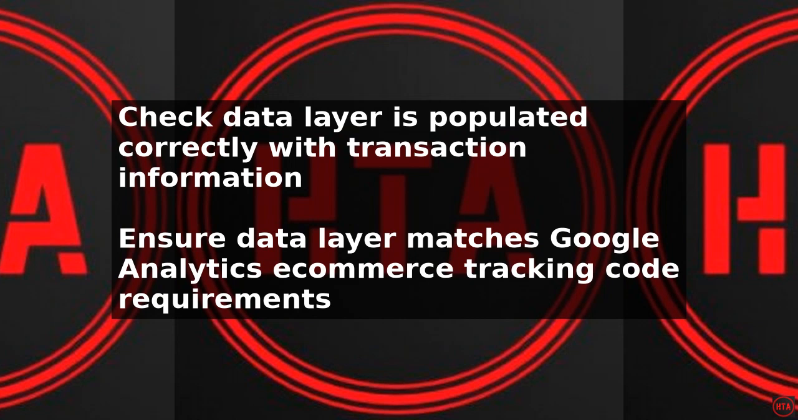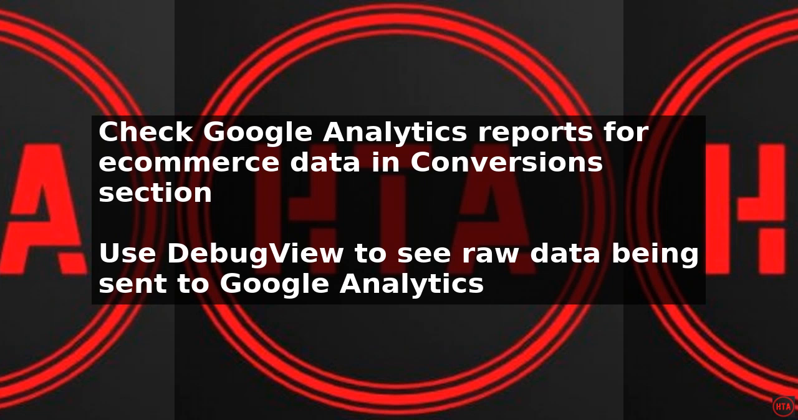Once you have verified that the tracking code and data layer are correct, check your Google Analytics reports for e-commerce data. Go to the Conversions section and select the e-commerce tab. If you do not see any data, it may indicate a problem with the tracking code or data layer. To further troubleshoot, use the Google Analytics debug view to see the raw data being sent to Google Analytics. This can help you identify any issues with the e-commerce tracking code or data layer.